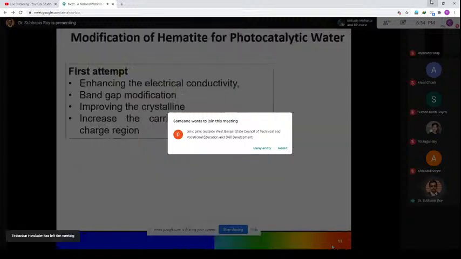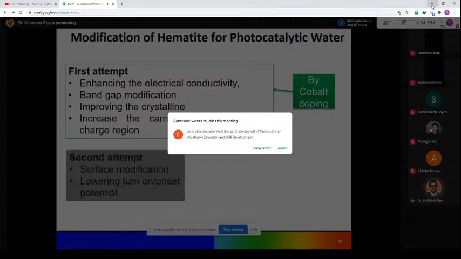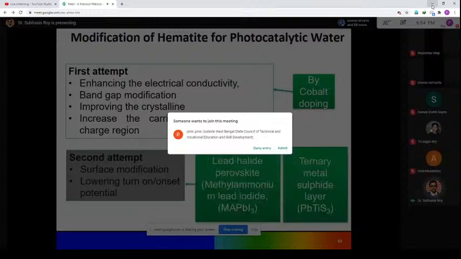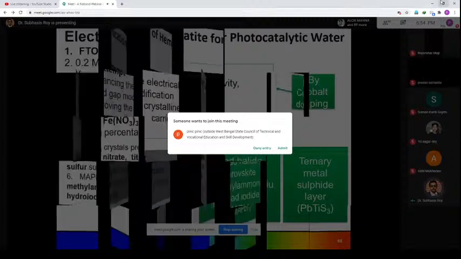So our first attempt here is enhancing the electrical conductivity, band gap modifications, improving the crystallinity, and increasing the carrier density. So here we do cobalt doping to tune the band gap and increase the carrier density in the space-charge regions. The next attempt is to modify the surface, lowering the turn-on onset potentials, as we have used here two perovskite materials, MAPbI3 and PbTiS3.